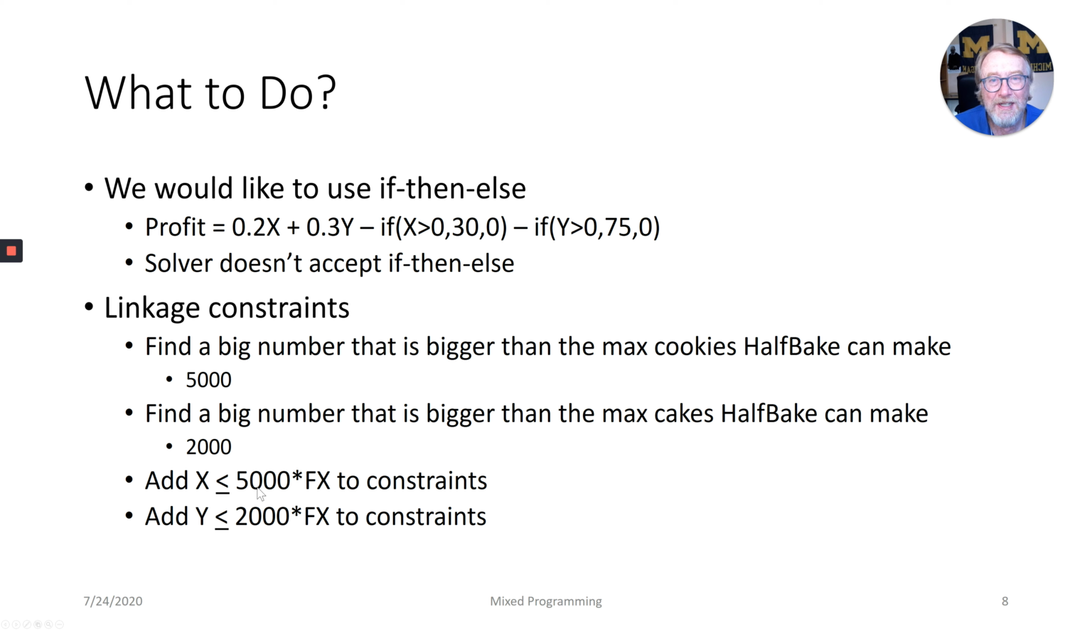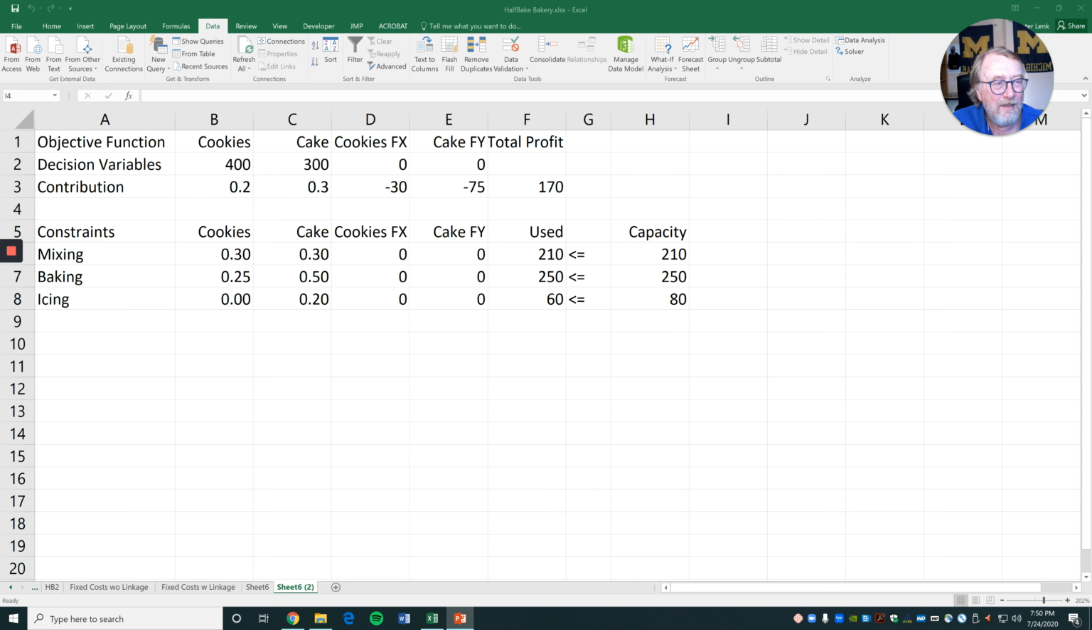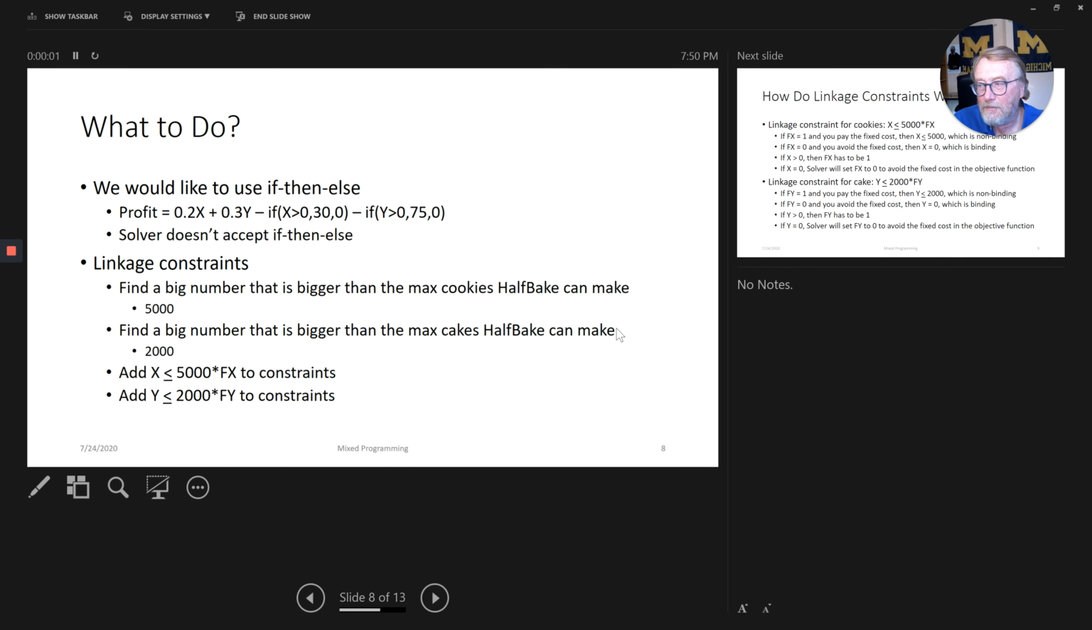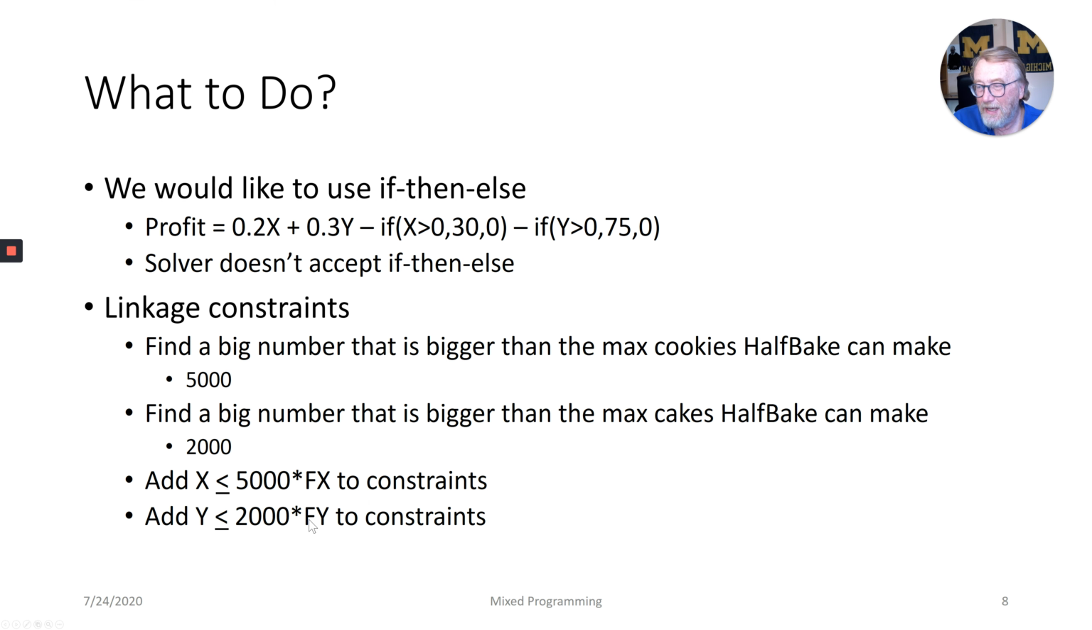And then you just add two new constraints, and these are called the linkage constraints. You say x is less than or equal to 5,000 times f of x, where f of x is binary, 0 or 1, and y is less than or equal to 2,000 f of y. Oops, sorry, that should be an f of y there. Okay, 2,000 f of y.